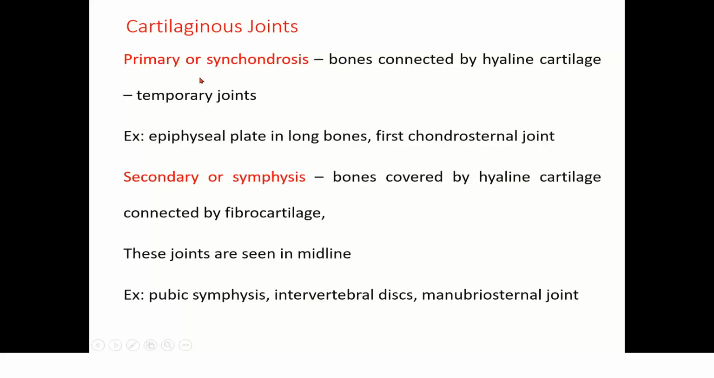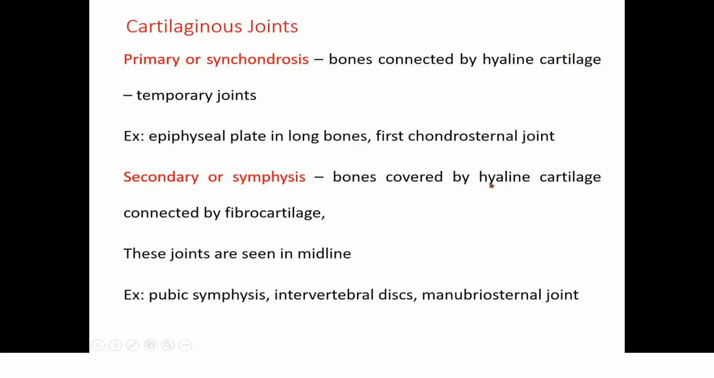Cartilaginous joints are again classified into two types. Primary cartilaginous joints are synchondroses. Two bones are connected by hyaline cartilage. These are temporary joints, which means with age they will be replaced by bone. Examples are the epiphyseal plate in long bones and the first chondrosternal joint. Then the secondary cartilaginous joint, otherwise called symphysis.